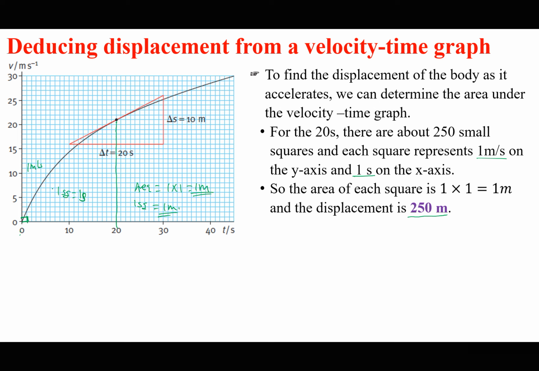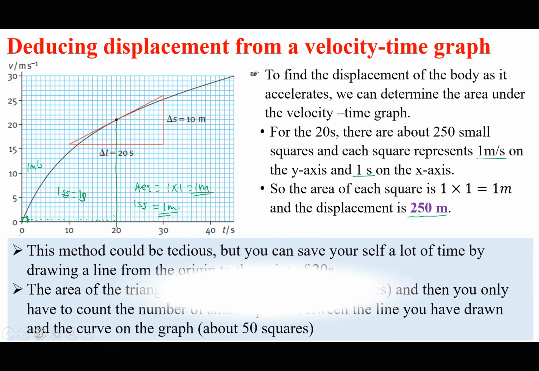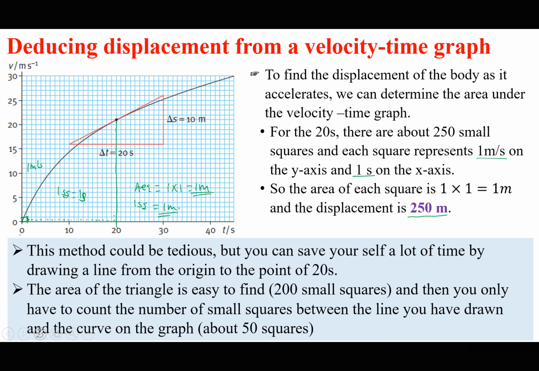Imagine counting all these squares: 1, 2, 3, 4, 5, 6, 7, 8, 9, 10, 11, 12, 13, 14, 15, 16, 17, 18, 19, 20. And remember, not all the squares may be full. Some of them are going to be half, so you have to combine the half squares. So this method could be tedious, but you can save yourself a lot of time by drawing a line from the origin to 20 seconds.